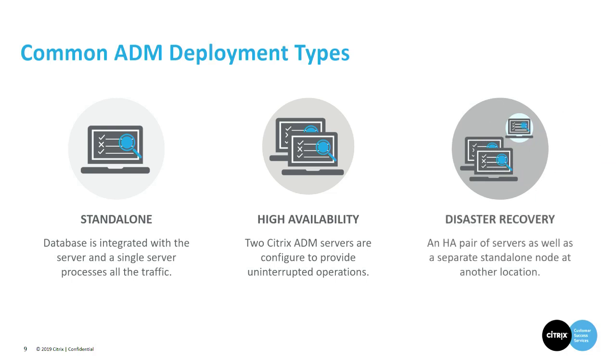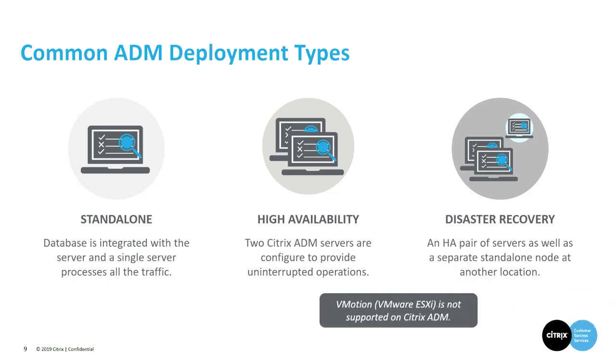Third deployment type is going to be disaster recovery. It's going to be an HA deployment, but in addition to that, you're going to have a third node, a standalone node, sitting at a disaster recovery site. In the off chance that the host for your primary node goes down and the host for your secondary node goes down, you still have your DR node that you can push traffic to and get your data back. One of the things with ADM is currently vMotion is not supported for Citrix ADM.